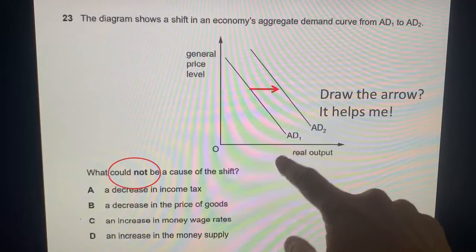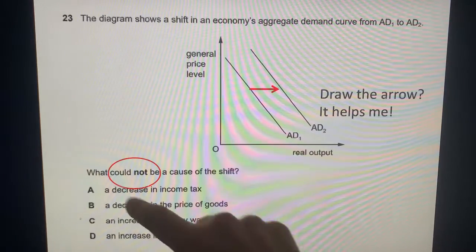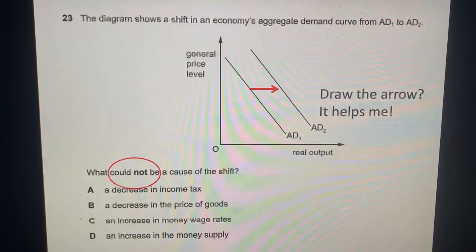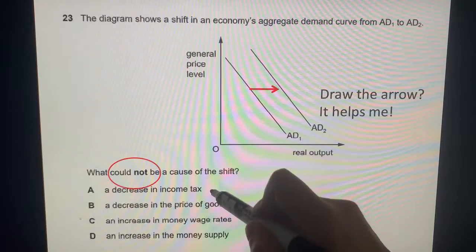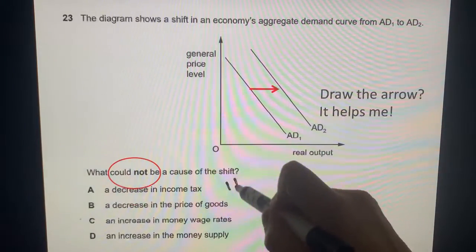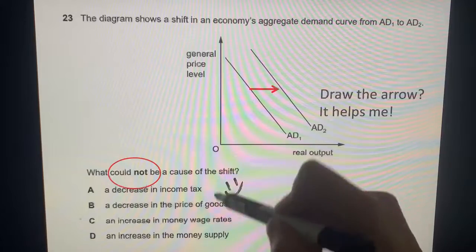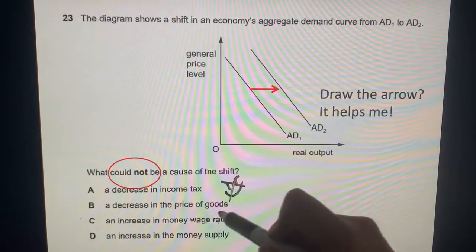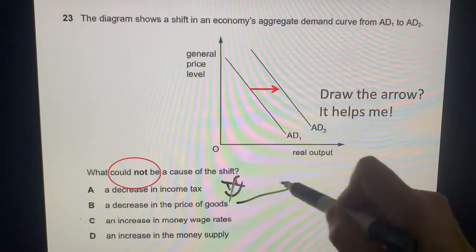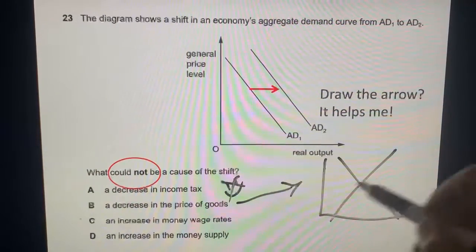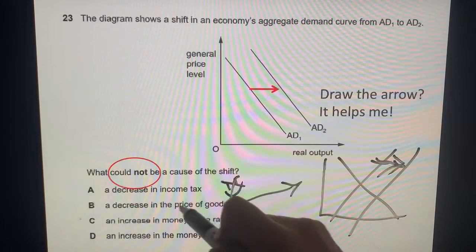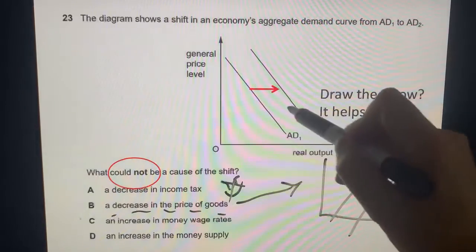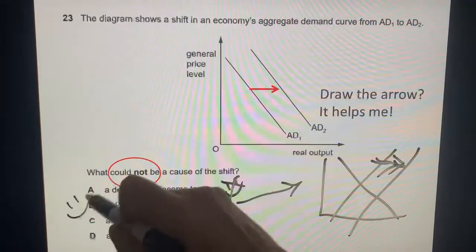Obviously, aggregate demand increased from AD1 to AD2. They say, what could not be a cause of the shift? But my mind looks for causes of the shift. So let's see, a decrease in income tax could cause this shift. So I like that, but we're looking for what could not be. A decrease in the price of goods is actually a shift of the supply curve. So this could not be a cause of a shift of aggregate demand. So B is the answer.